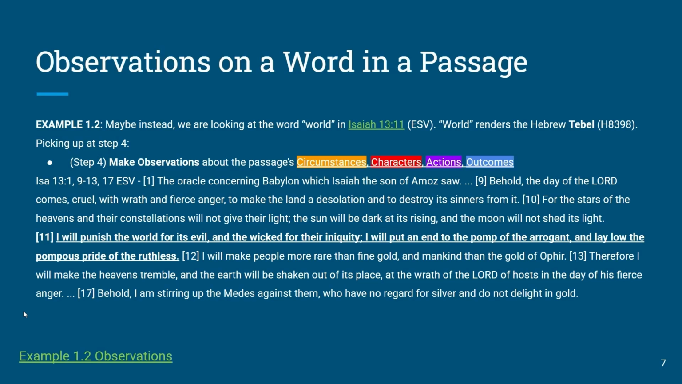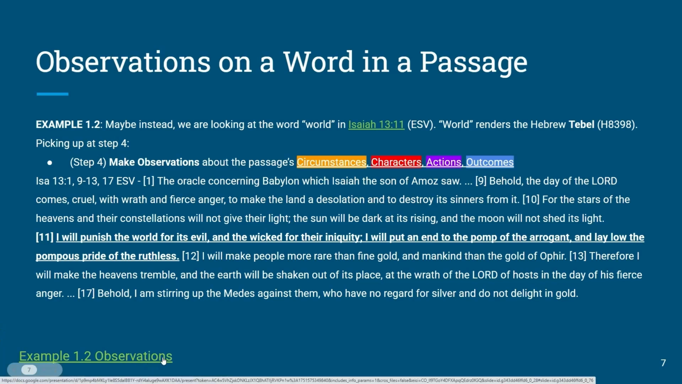Therefore I will make the heavens tremble, and the earth will be shaken out of its place at the wrath of the Lord of hosts in the day of his fierce anger. Skip to verse 17. Behold, I am stirring up the Medes against them, who have no regard for silver and do not delight in gold. Let's look at some example observations that one could make for each of these four categories.